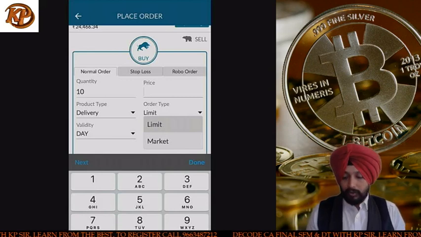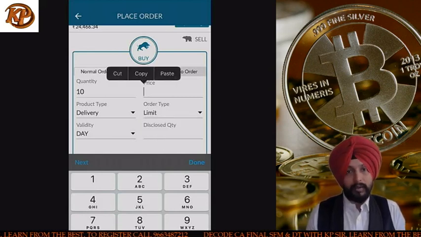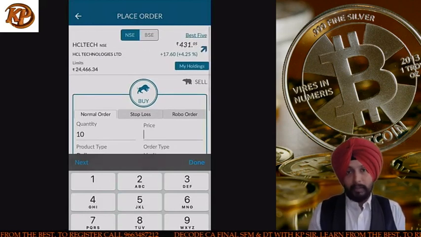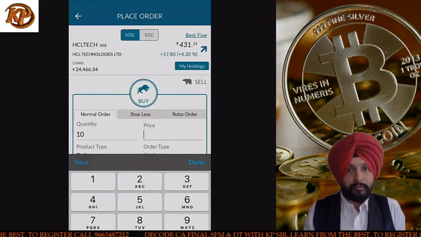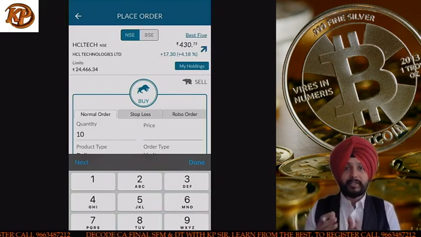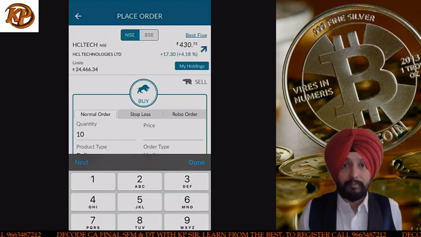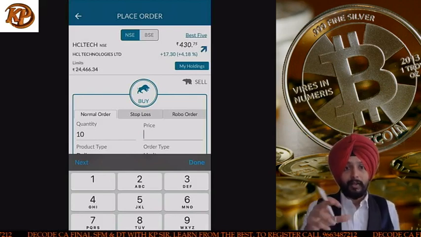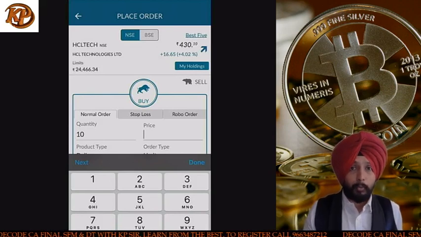If I put a limit order, then I will define the price at which I want to buy. Right now the price is showing as 431.05, 431.25. Do you see that the price is changing on a real-time basis? Every second it is changing. See, it is now 430.75. I hope you can see that on the screen. Now the price is 430.75, 430.10.